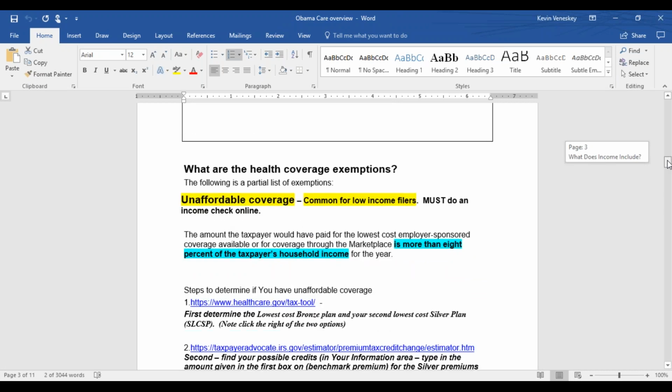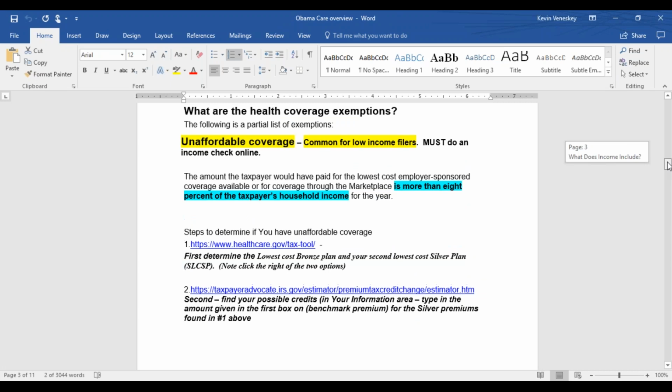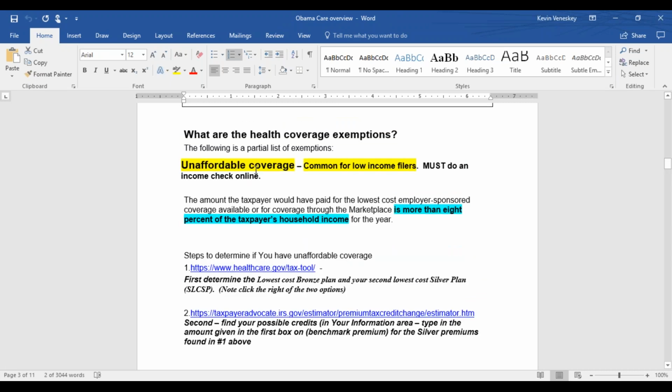Okay, here's a couple of the exemptions where you do not have to have health insurance if you meet some of these guidelines. The first one is called the Unaffordable Coverage. It's somewhat common for those with pretty low income, and I'm talking somewhere in the range of less than about $20,000 if you're single, and probably less than about $30,000 for married filing joint. You may fall into this unaffordable coverage.